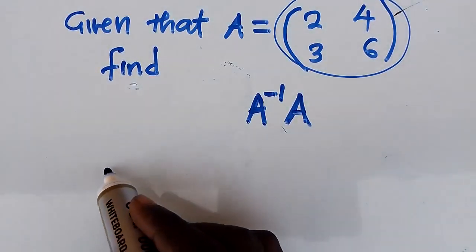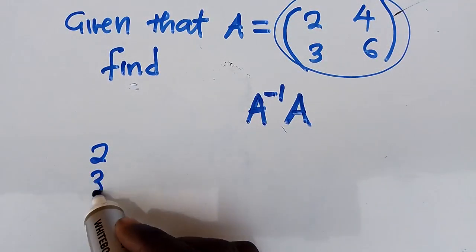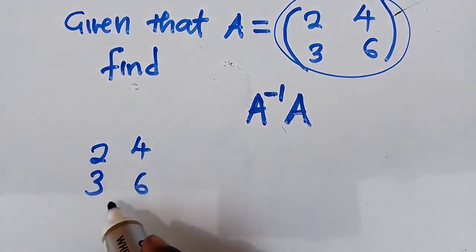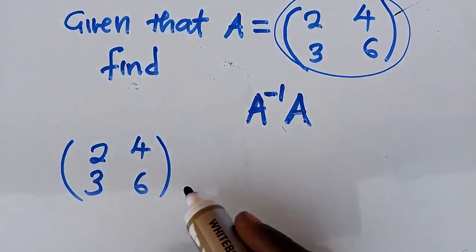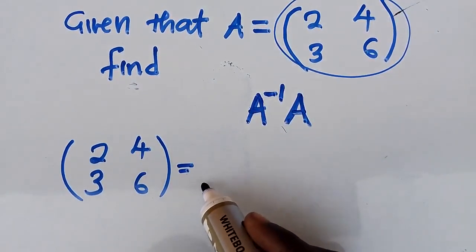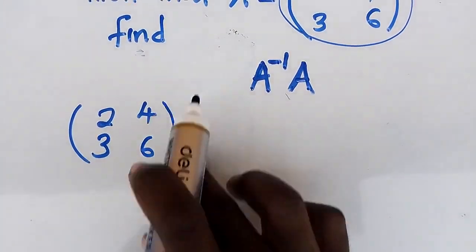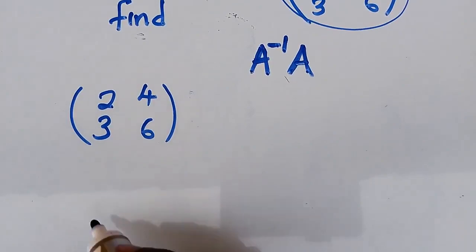You say 2, 3, 4, 6, like this. First thing is to find the determinant. So what is the determinant of that? How can you find the determinant?